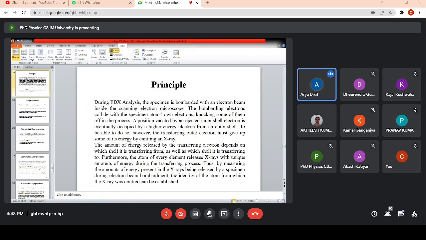So I'm discussing the principle of EDX. Is there any problem? Slide is moving. I am in the slide that is having title principle.